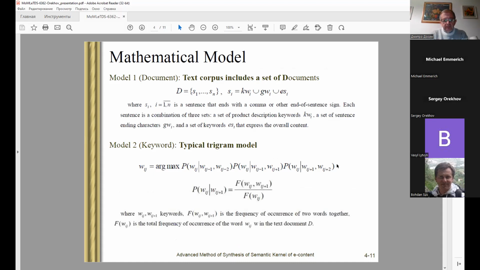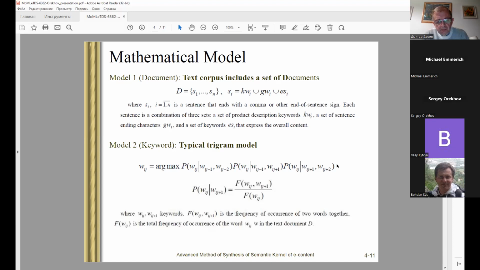In addition, the first task is to determine the document in which the main meaning or main description of the product is concentrated. So for search engine optimization, it is advisable for us to identify in the e-content the documents where the semantic kernel is described. This is the first model and our first task. The second model, already described, describes the identification of those keywords that define the semantic kernel itself.